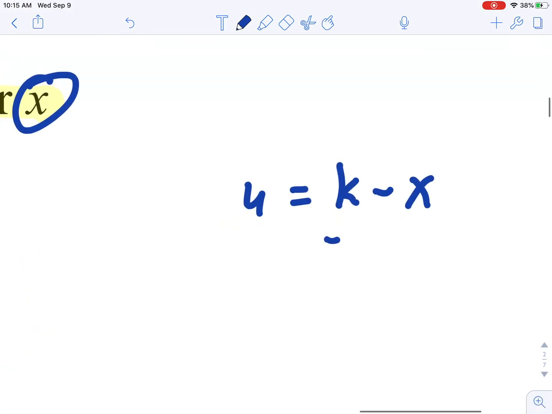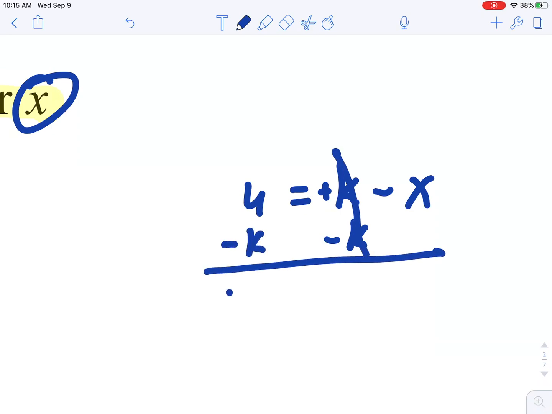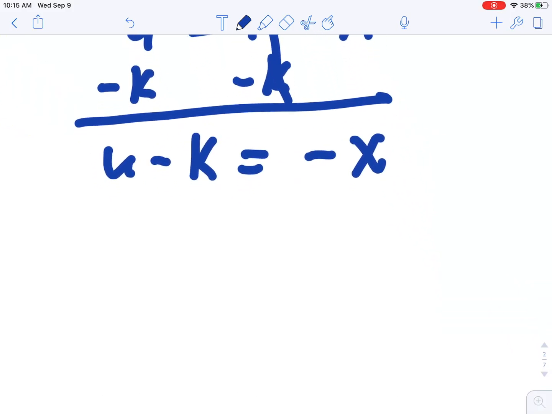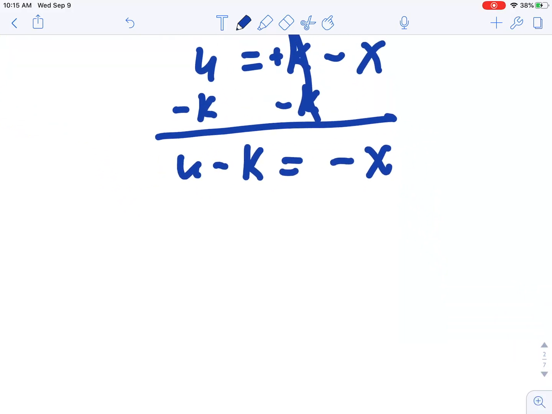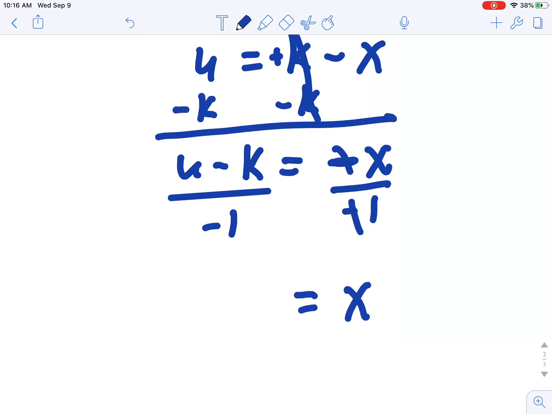A second way to do this problem, instead of adding the x to the other side, would be to subtract k, because that is a positive k. Subtract it on both sides and cancel this out. I get u minus k equals negative x. Now the x is not isolated. This negative sign is like having a negative 1, so I divide this side by negative 1, and I divide that side by negative 1. That cancels it out. You know, two negatives make a positive.